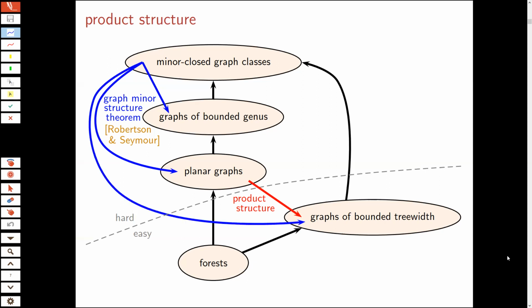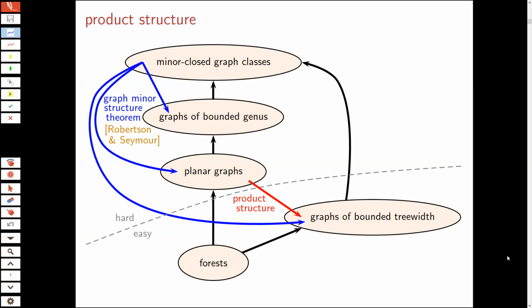And indeed, I should mention that graphs of bounded treewidth, it's no surprise that they appear here, because they're implicit in the graph minor structure theorem of Robertson and Seymour. And Robertson and Seymour even invented the idea of a tree decomposition, which defines them.